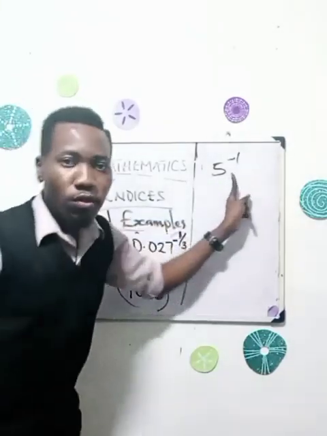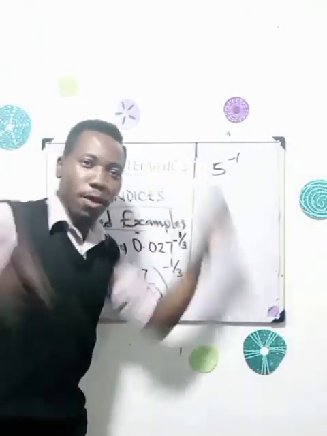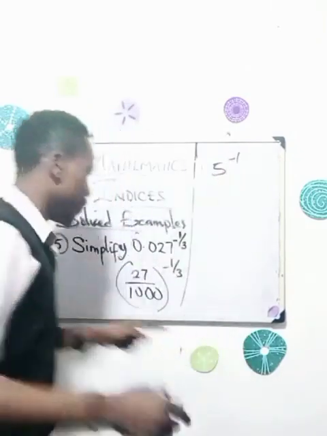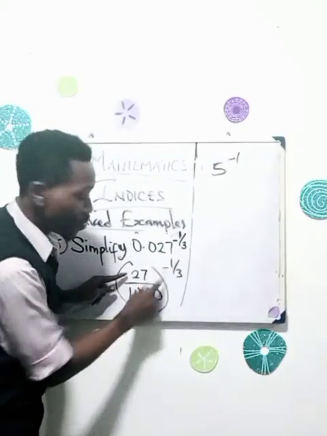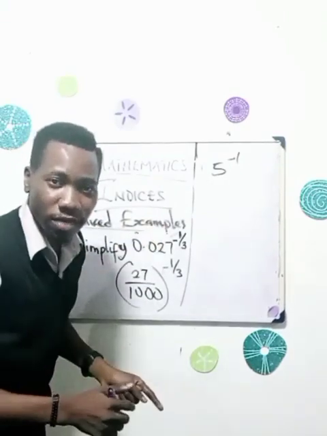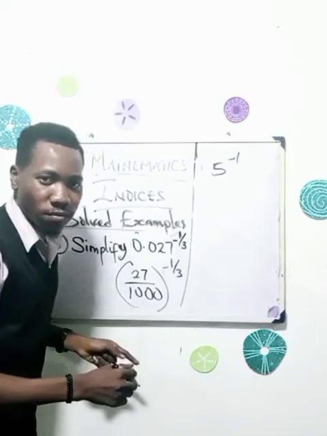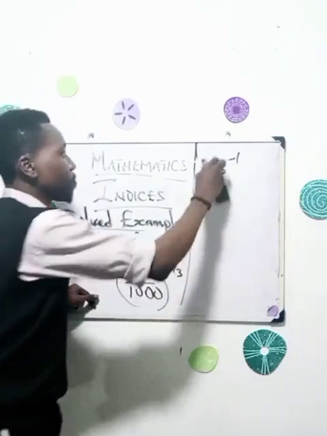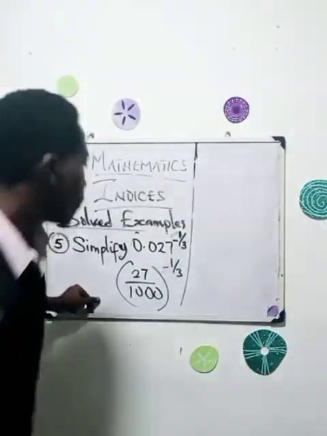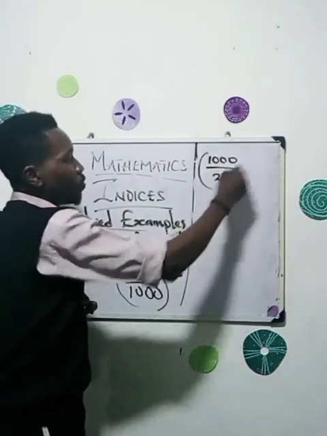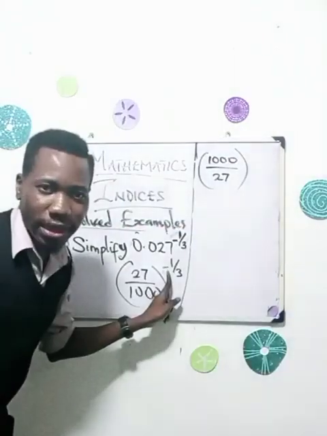You understand that? Good. So this minus causes this 5 to become 1 over 5. So the same thing here. This minus will cause this 27 over 1,000 to become 1,000 over 27. Thank you again, Ray, for the rules. So this will become 1,000 over 27. So you have 1,000 over 27 raised to the power of, so now we've dealt with the negative.